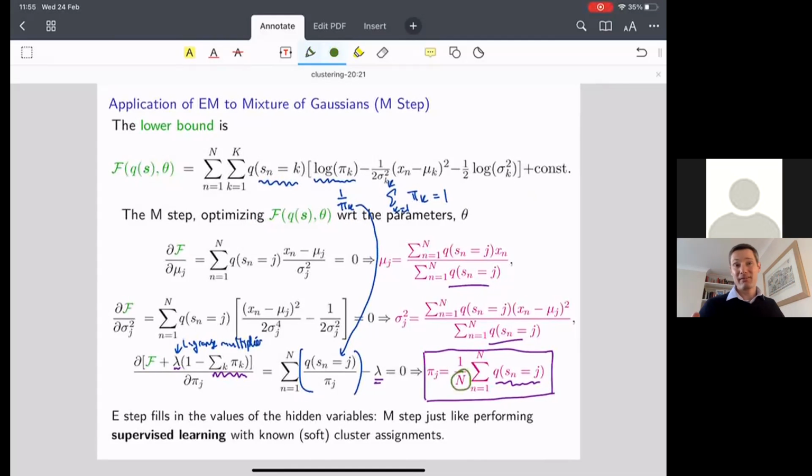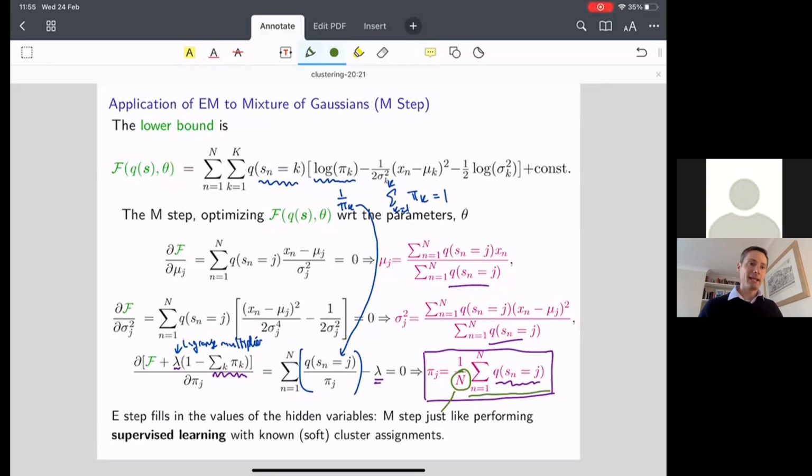So if we had hard assignments again, this term here would just sum up the number of data points assigned to the jth cluster. So we might have 5, and then you divide by the total number of data points in the data set, which might be 100. And so the prior probability just ends up being 5 over 100. More generally, this allows, of course, for soft assignments again, like we talked about before.